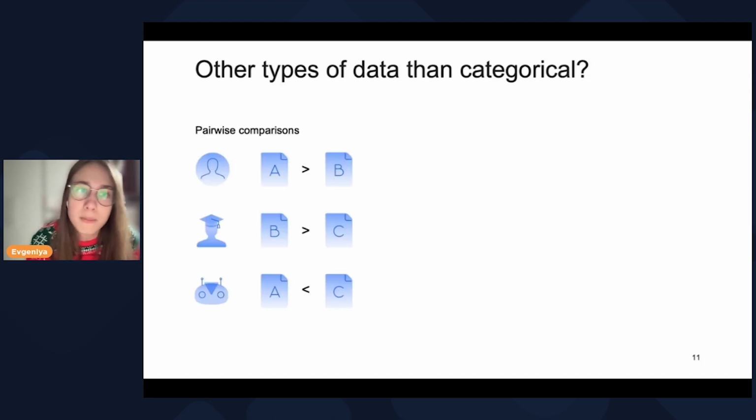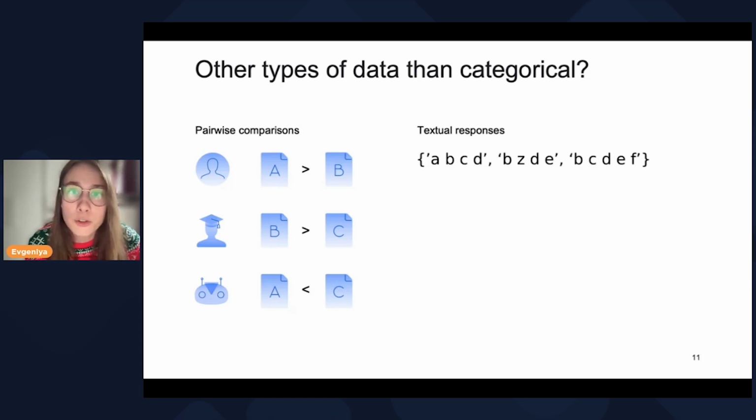For example, it can be pairwise comparisons. Let's say you have interfaces and you want to make your app look better. So you're asking people what is better, interface A or interface B. And here you can also ask multiple people, but the answer is pretty much subjective. So here, when it comes to aggregation, you need to think of something smarter than just doing a majority vote.